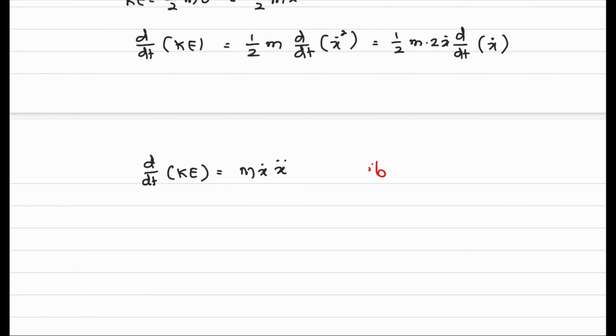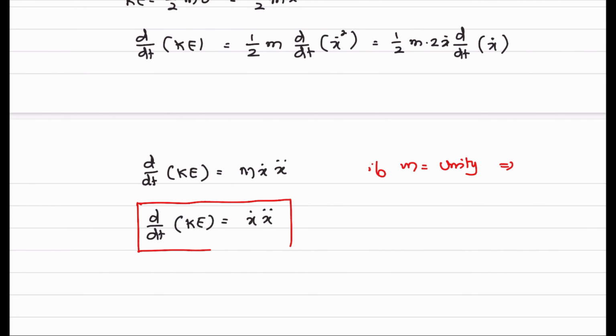If m is equal to unity, let us say, then what happens? Because m is a constant mass, d by dt of kinetic energy is equal to x dot x double dot. Do you agree? For a unit mass, let me consider.